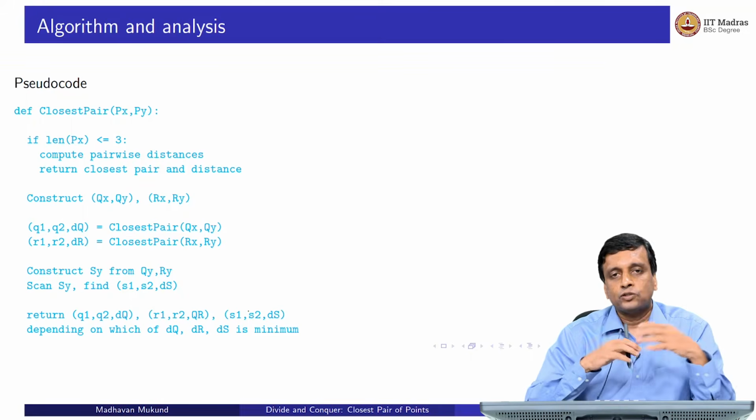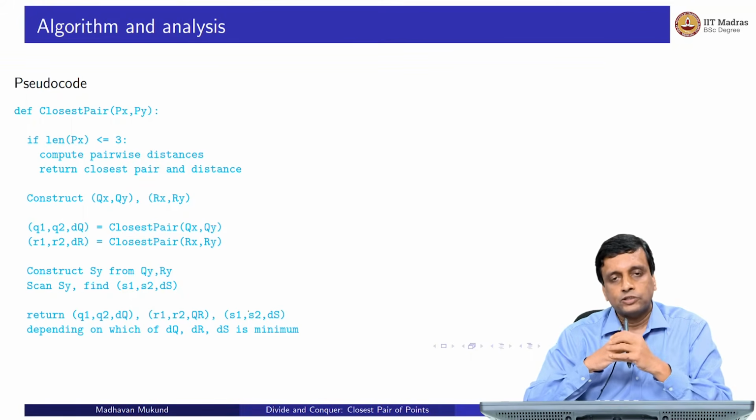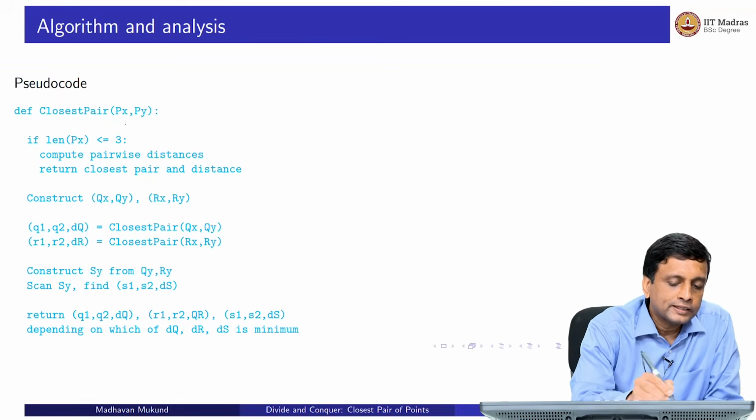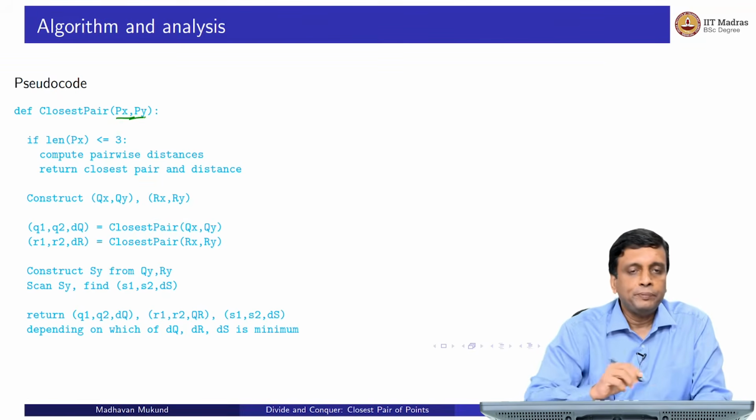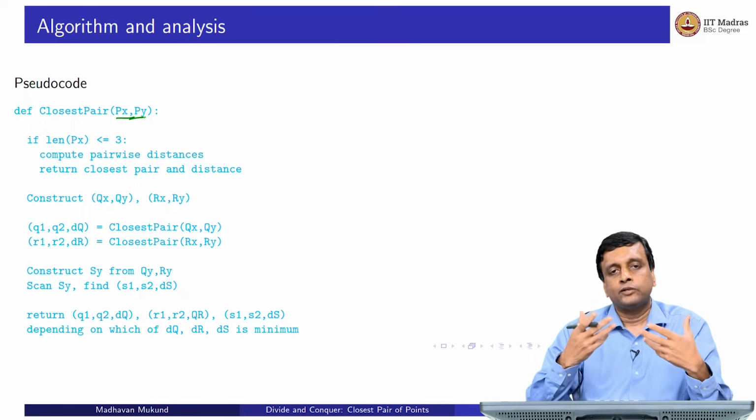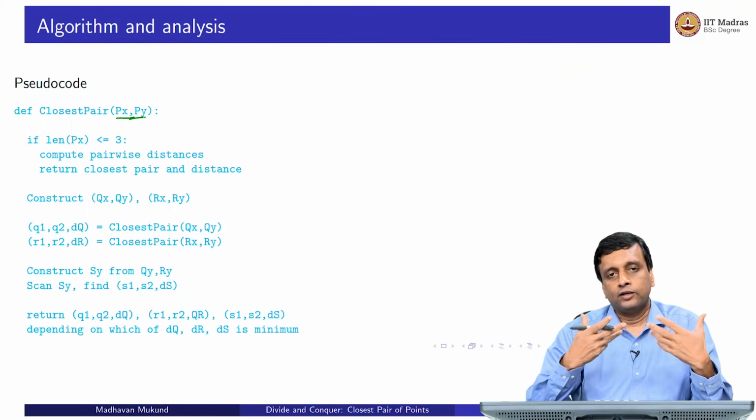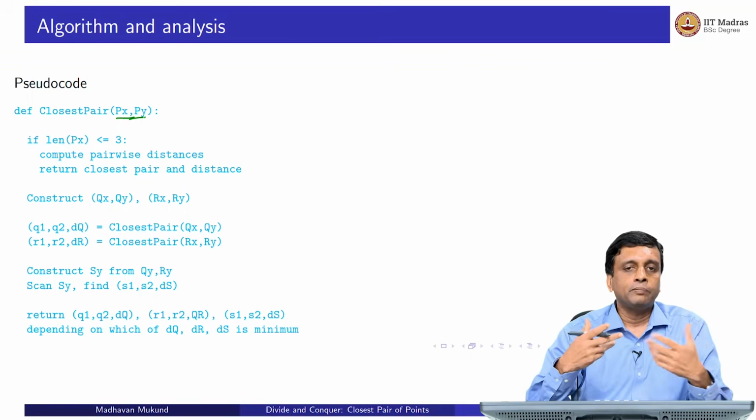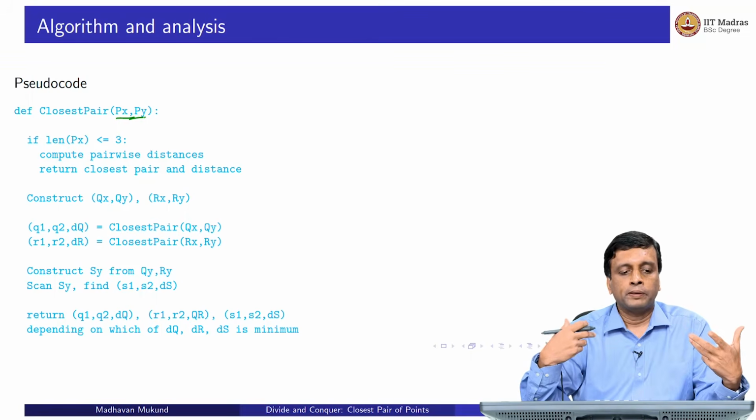So it's a little tedious to write this whole thing in Python and fit it on a slide. So let me just write it in pseudocode to explain what we did. You are computing the closest pair of a set P, but we assume that set P is given to us in two sorted lists. Each has all the points in P, but one is sorted by x coordinate, one is sorted by y coordinate.